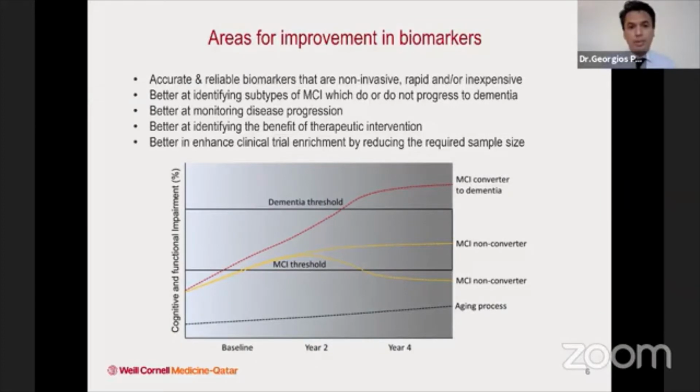We also need biomarkers that are better at identifying those who have mild cognitive impairment who will or will not progress to dementia, to monitor the disease progression, to identify the benefits of therapeutic intervention, and, like I mentioned earlier, to better enhance clinical trial enrichment so we can reduce the sample size required for the trial.